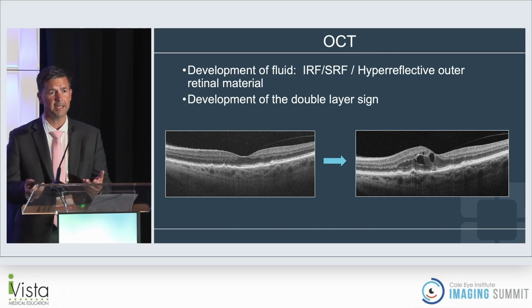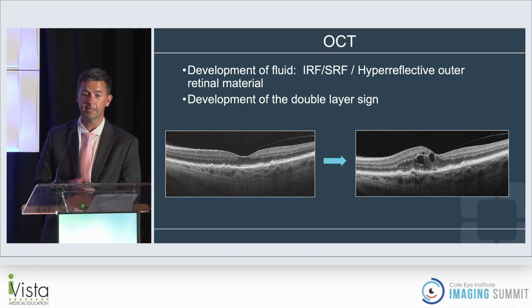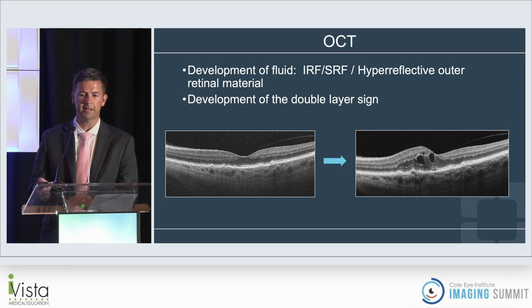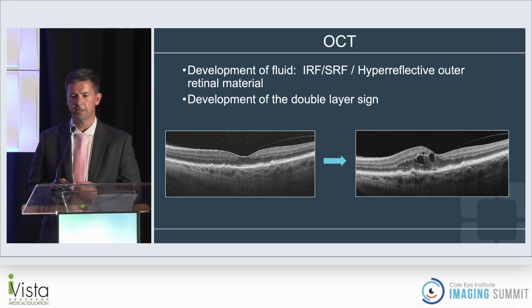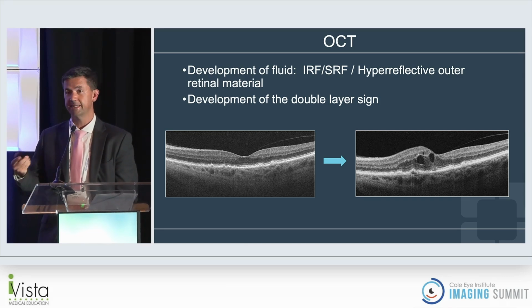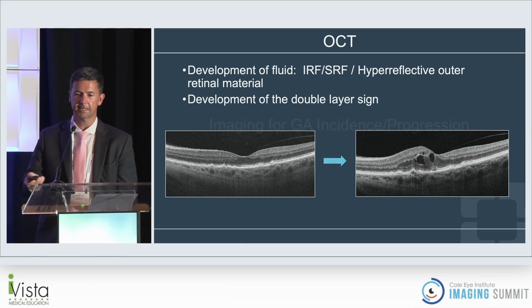enhancements. But the other thing that's really the workhorse for what we use is just traditional structural OCT, being able to identify the development of fluid, intraretinal fluid, subretinal fluid, hyperreflective outer retinal and subretinal material, as well as the development of a double layer sign, can all sort of change your trajectory of whether you're starting anti-VEGF therapy or you're seeing them back in a month or 2 months instead of 6 months.